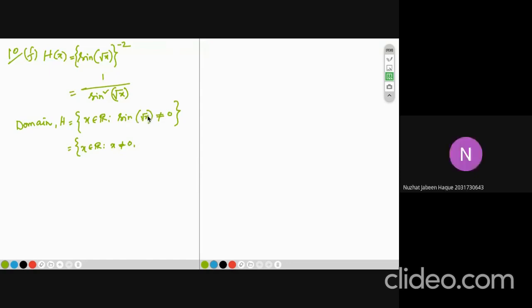You get my point? Square root of x, so what else could it be? We only have to exclude 0, everything else is okay. So x cannot be 0. And now what about the range? Any idea? What do we have to do for the range?